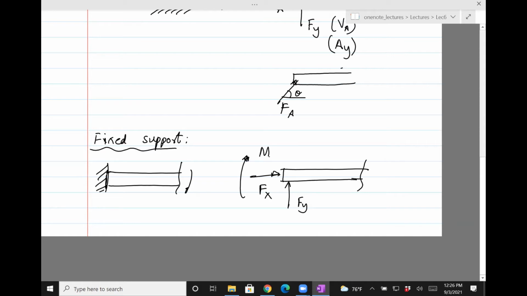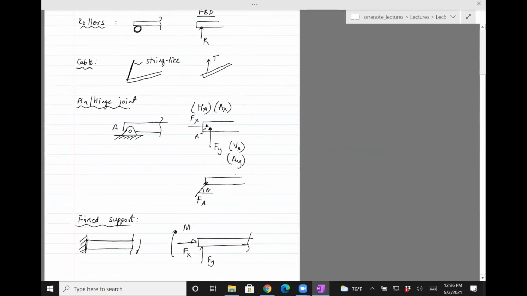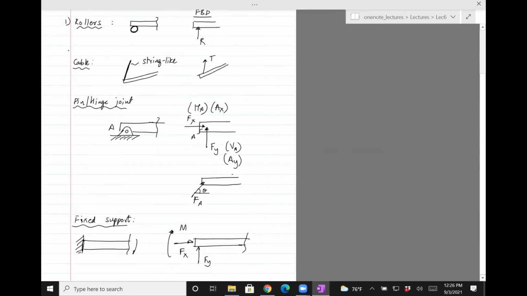And so those are the four common systems we'll see. In fact, we'll not see too much of the cable, but the other three, 1, 3, and 4, are very common.